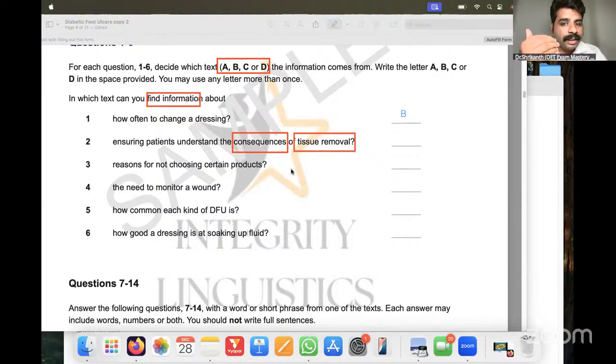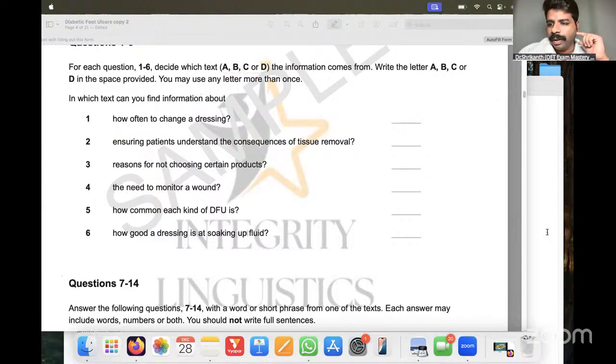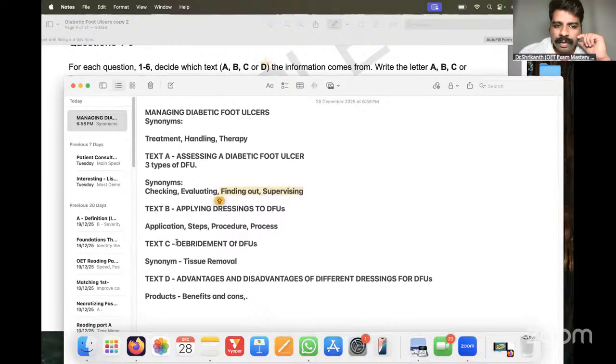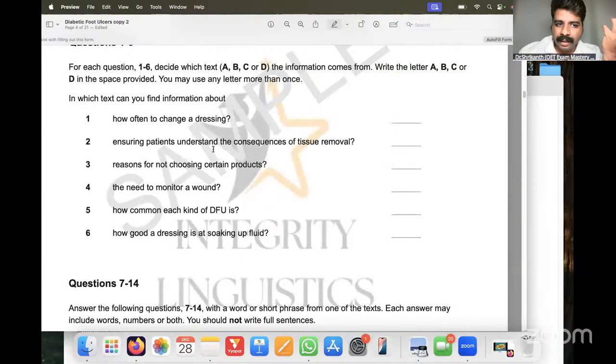Over here, tissue removal, consequences. Tissue removal is one keyword over here. And the medical staff have to ensure that patients understand the consequences of tissue removal. Now, what was text C over here? When it comes to text C, what was the main heading? Debridement of DFUs. You're all medical professionals, so you know that debridement basically means tissue removal, right? So my intuition is telling me that this is about the consequences of tissue removal.